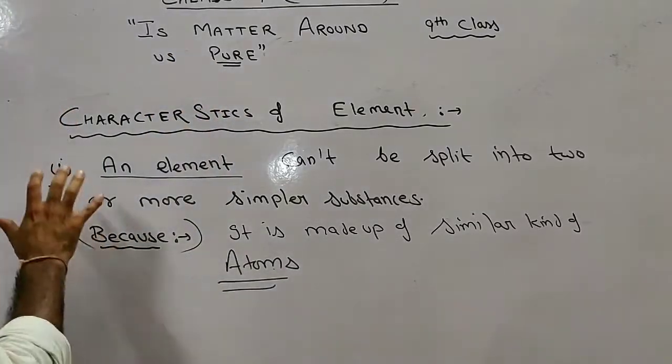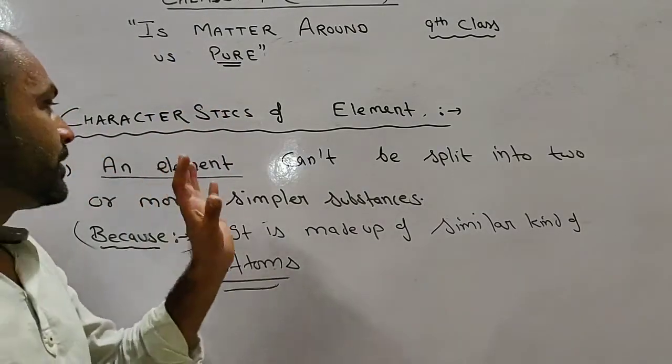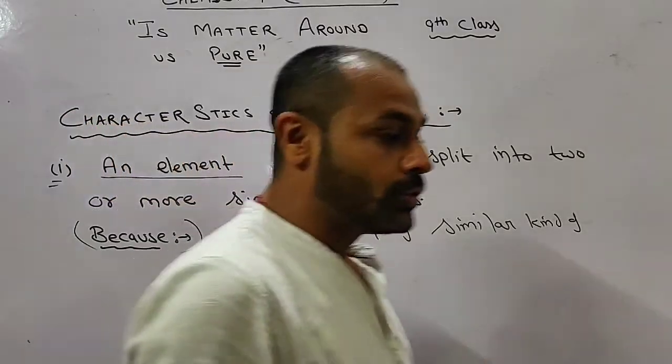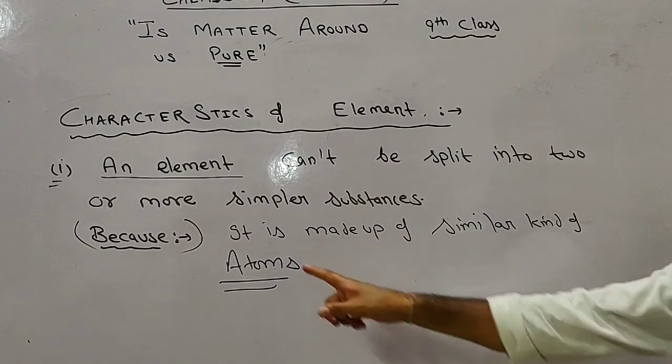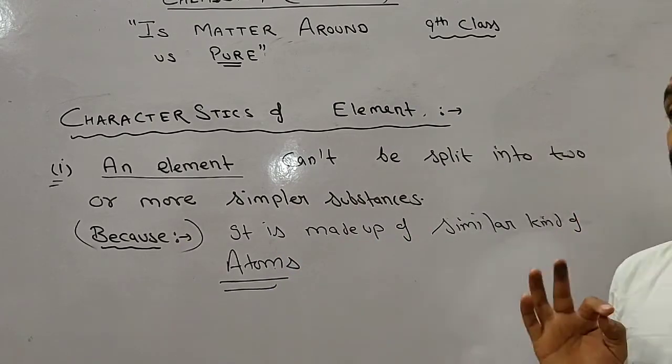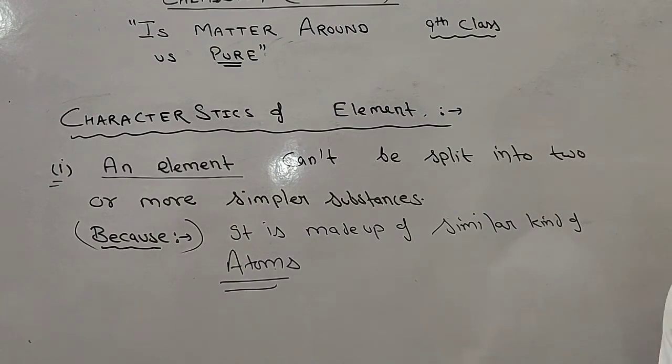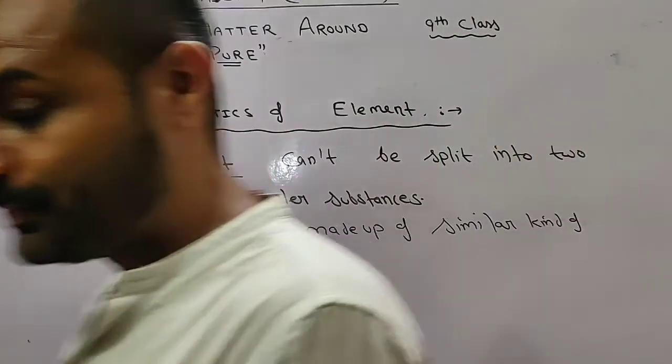So that is the reason. So that is the first characteristic. Remember it. An element cannot be split into two or more simpler substances. Because what is the reason? Yes, because it is made up of only similar kind of atoms.